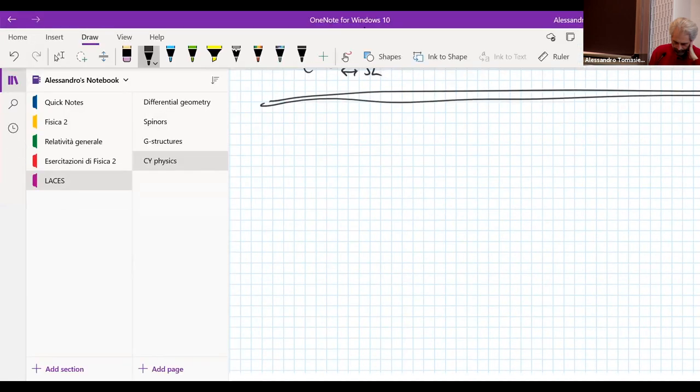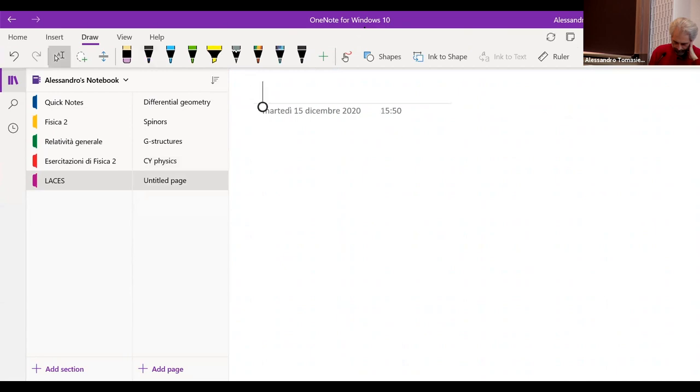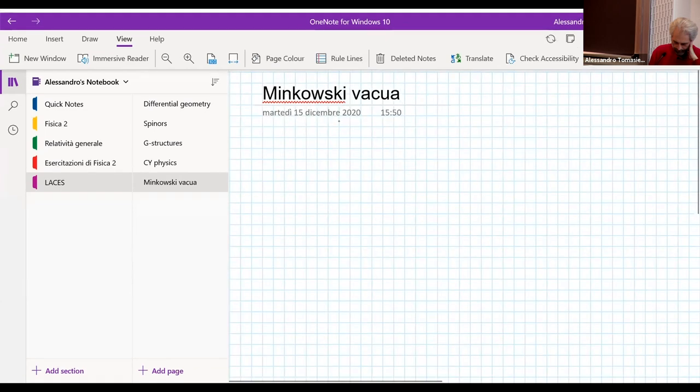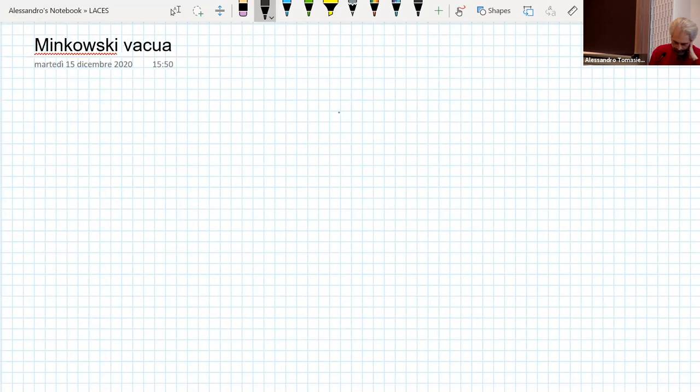In fact, let me stress that by changing page. Minkowski vacua, of course, the Calabi-Yau ones are also Minkowski vacua, but like I said, I want more Minkowski vacua. Let's start by reminding ourselves what the fields are. I look in type two because these appear to be the most promising from various points of view.